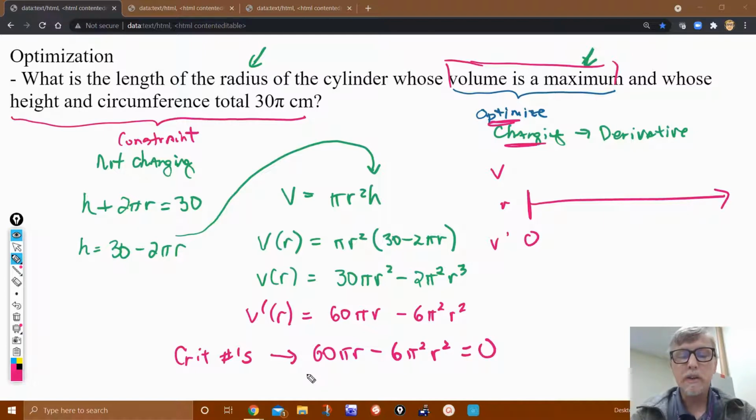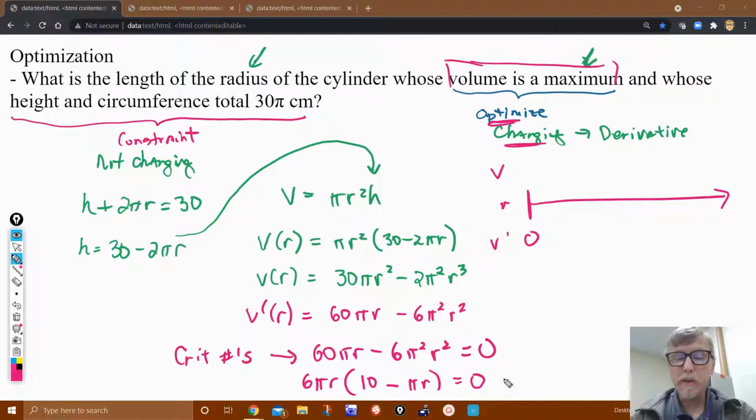So we're going to factor out, let's see, 6 pi r, I think, is the GCF here. And so that would be 10 minus pi r. Now let's check and make sure I did that right. If I distribute this back, I get 60 pi r. If I distribute this back, I get 6 pi squared r squared. Okay, good.